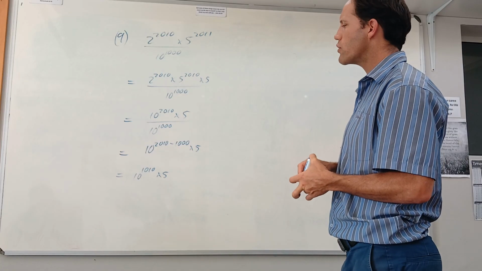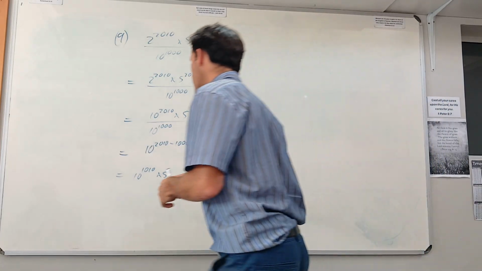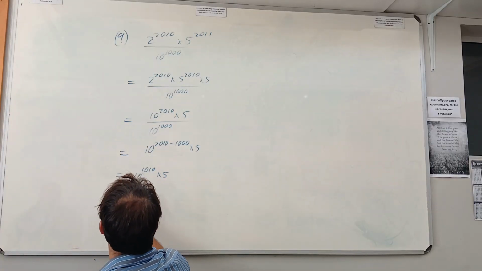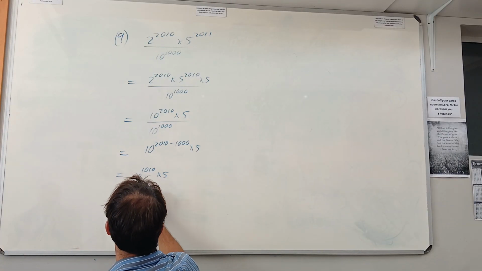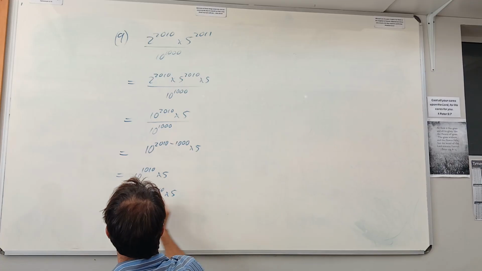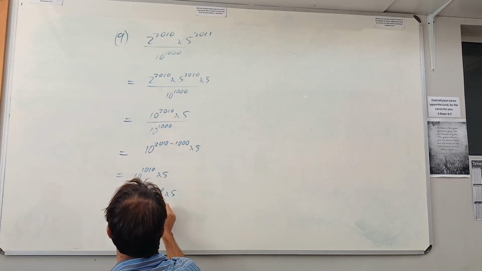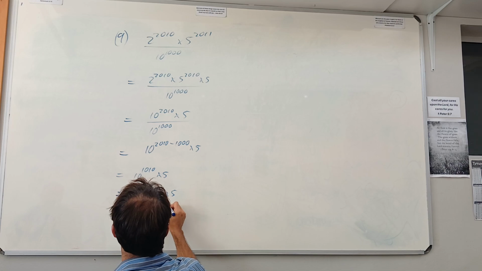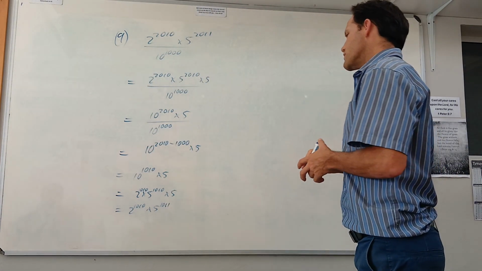You can also separate them if you want to. You can say now 10 is 2 times 5, both separately. Okay? 2 to the power 1010, 5 to the power 1010 times 5. And then that gives you 2 to the power 1010 times 5 to the power 1011. Is that what you got? Yeah. So that's the one option.